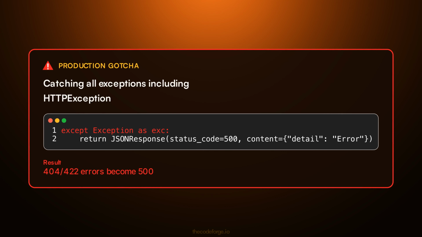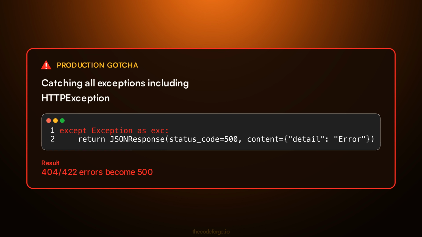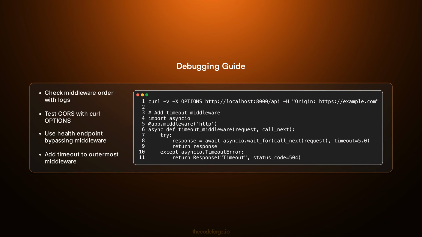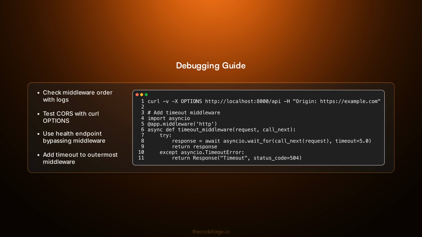If you catch all exceptions, you'll turn FastAPI's proper 404 or 422 responses into generic 500s. Check the exception type and re-raise HTTPException after logging. To debug middleware issues, test CORS with curl, add a timeout middleware to catch blocking, and log entry and exit of each middleware. A health endpoint that bypasses all custom middleware can help isolate problems.